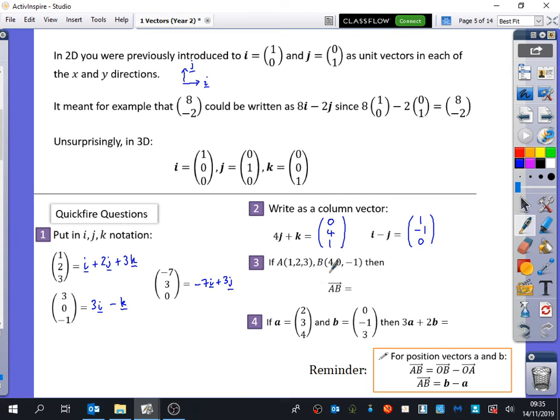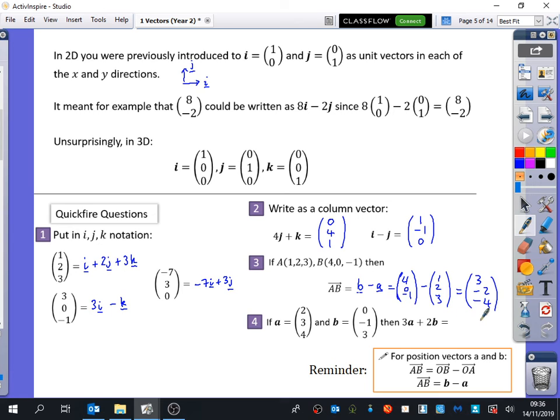Okay, now here we've got the position of A and the position of B, and we want to find out AB. I put a reminder down here about how you find these, but AB we said should be the second letter take away the first letter. So the second letter is B, which is (4, 0, -1), and we're going to take away A, which is (1, 2, 3). So that simplifies, if I can do this properly, 3, minus 2, minus 1 minus 3 is minus 4. So the vector AB is (3, -2, -4).